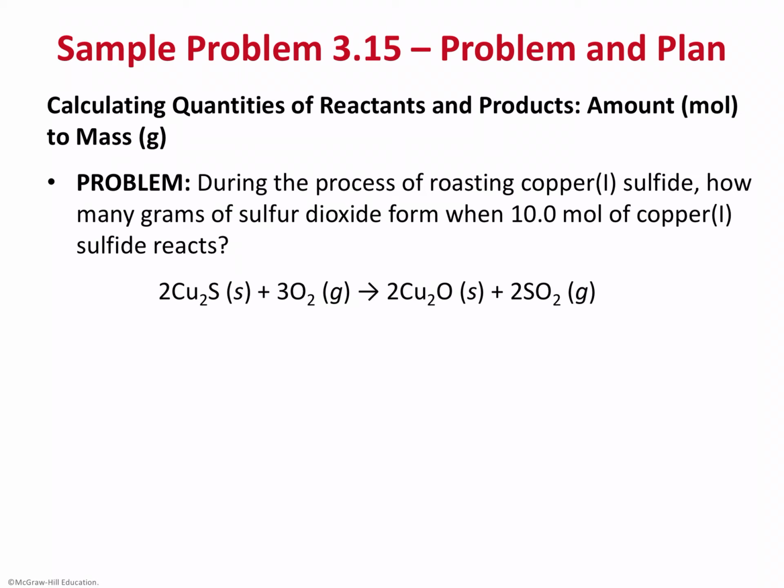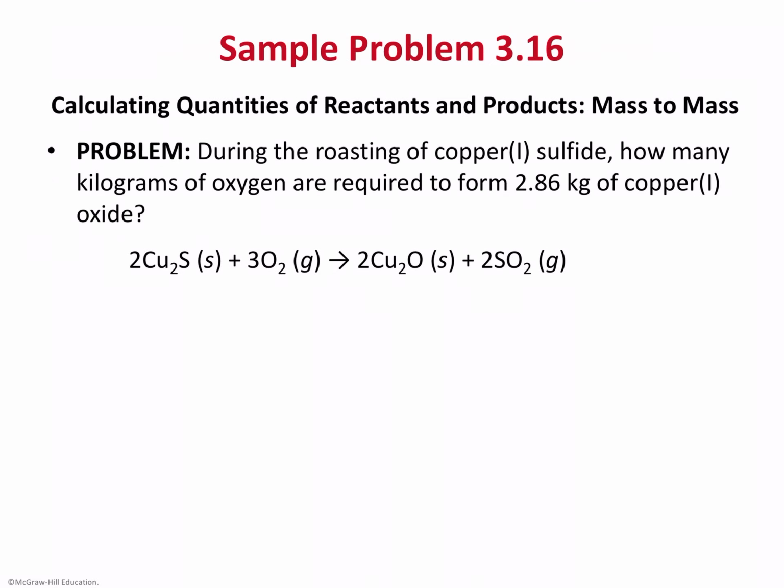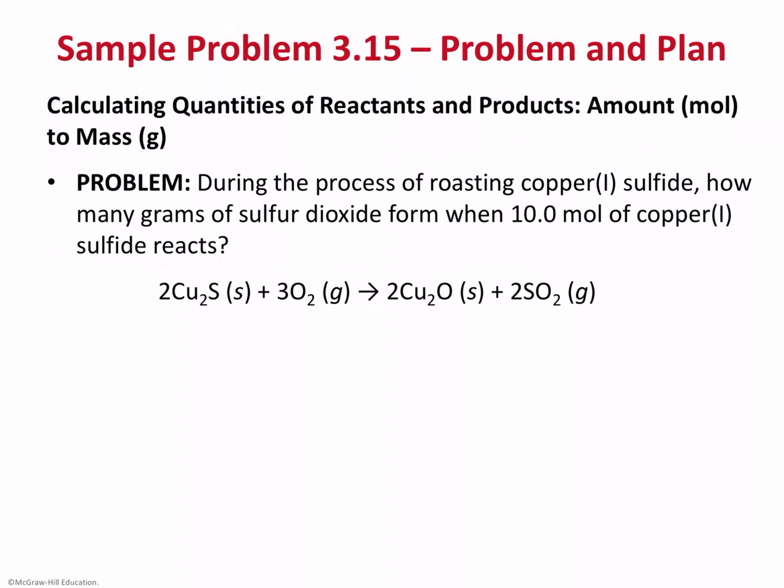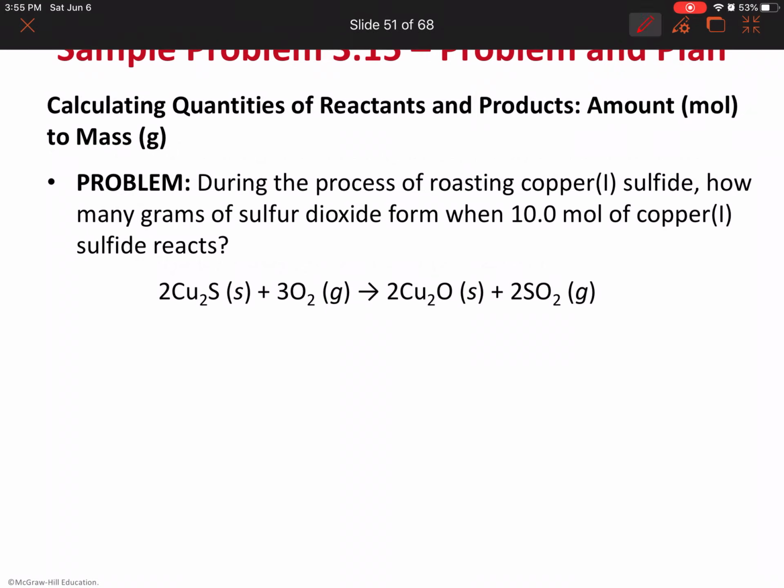During the process of the same question, we're going to be working the problem in different ways to show you how we can get different either moles or grams. Okay. During the process of roasting copper 1 sulfide, how many grams of sulfur dioxide form when 10 moles of copper 1 sulfide reacts? Okay. Now it's asking how many grams of sulfur dioxide form when 10 mole of copper 1 sulfide reacts.